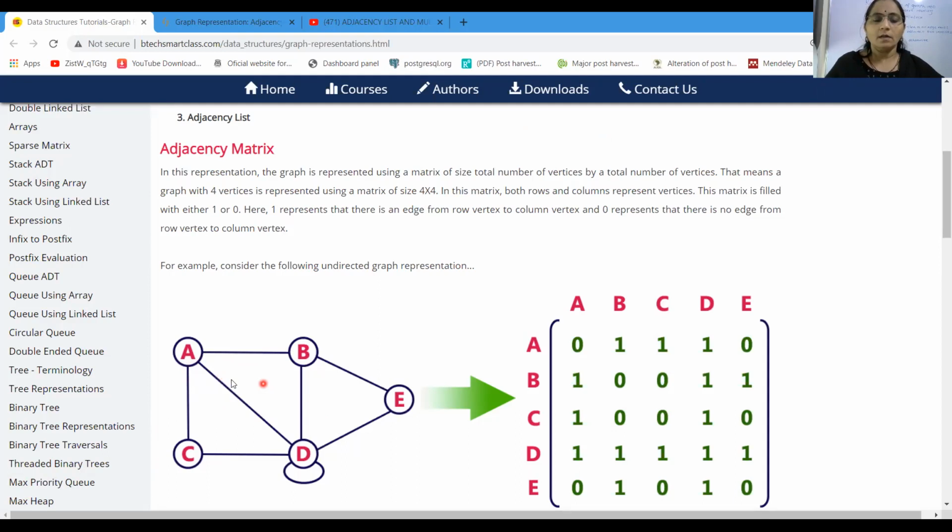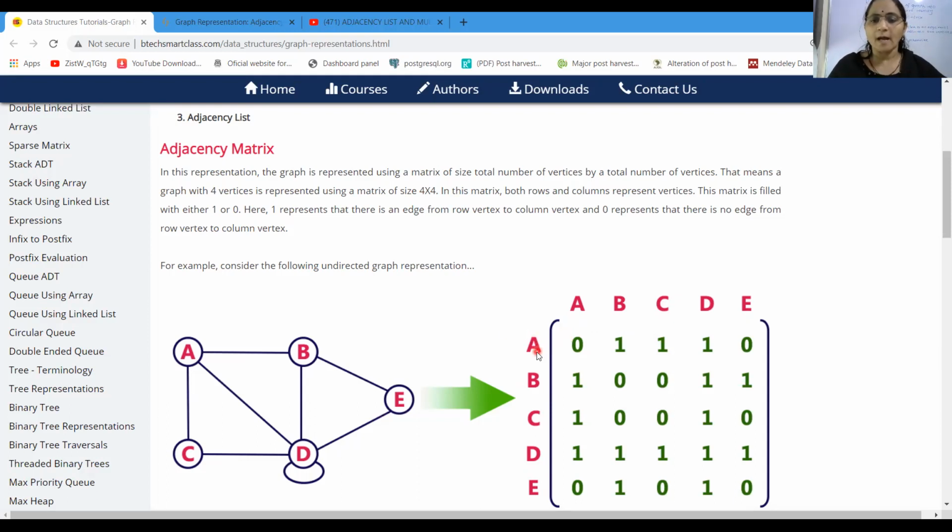See, for that, first of all, you see that there are a total of 5 vertices A, B, C, D, and E. So your matrix is a 5 by 5 matrix. See, these are the 5 rows A, B, C, D, E, and these are the 5 columns A, B, C, D, E. Now you have to make the pairs and then accordingly check whether the edges exist between that particular pair of vertices. If it exists, then you represent that particular edge with the number 1, and if the edge is not present, then you represent it with 0.